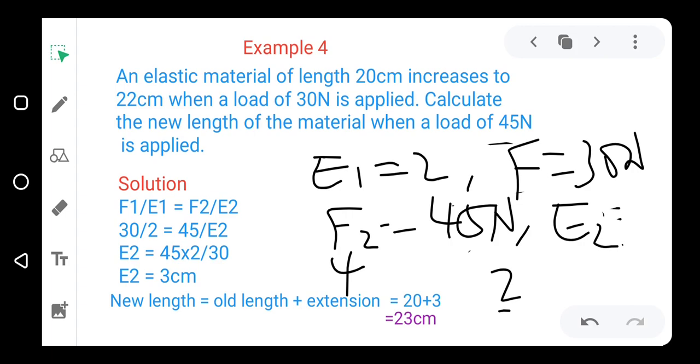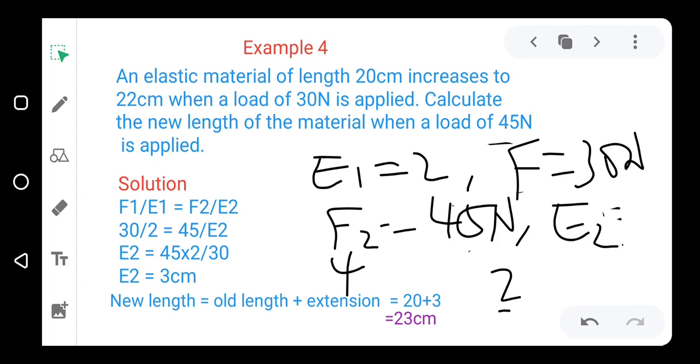Now the E that we have now is the extension, and we are looking for the new length of the material. So for us to get the new length of the material, we add the extension we have now to the old length of the material.